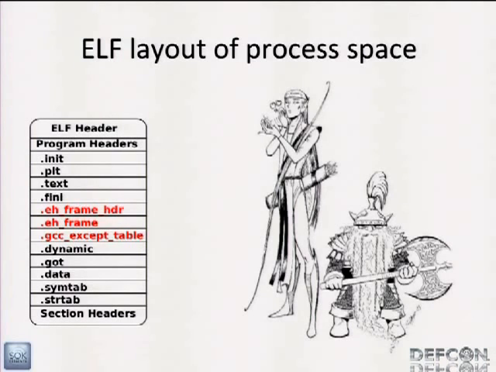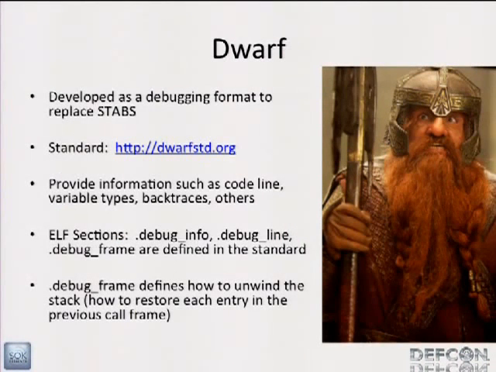How does DWARF work? Basically, if you look into the ELF layout, there are some sections that call for attention, the ones in red on the slide: the eh_frame header, the eh_frame, and the GCC exception table. Those sections are based on a debugging format called DWARF, which was created for debugging. It has a standard and provides information such as types of variables and backtraces, and it was used by GCC to provide the exception handling mechanisms. So the debug frame defines how the unwind process works during an exception. DWARF was created for debugging, but the same standard was then reused for exception handling mechanisms on GCC.